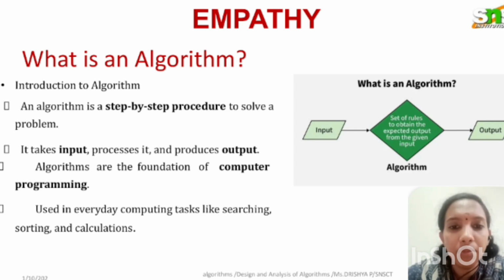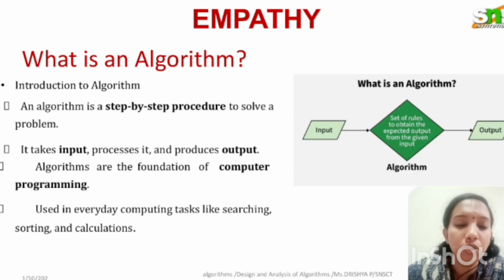What is an algorithm? Introduction to algorithm. An algorithm is a step by step procedure to solve a problem. It means we have a problem, we need to solve it, so using some rules and regulations, that step by step procedure is known as an algorithm. It takes input, processes it, and produces output. Algorithms are the foundation of computer programming. So the algorithm is the outline of a program.